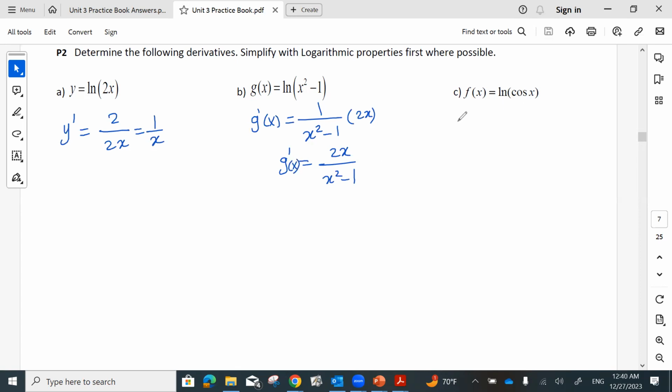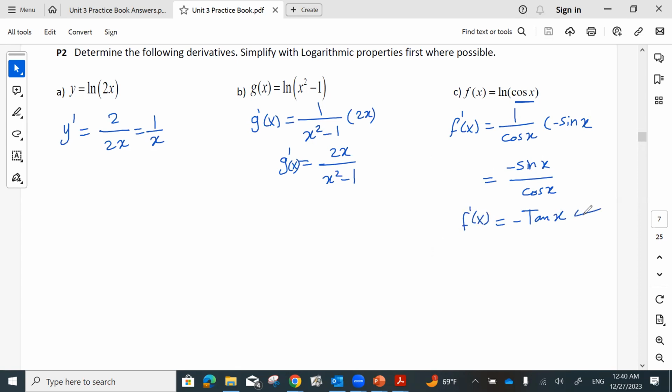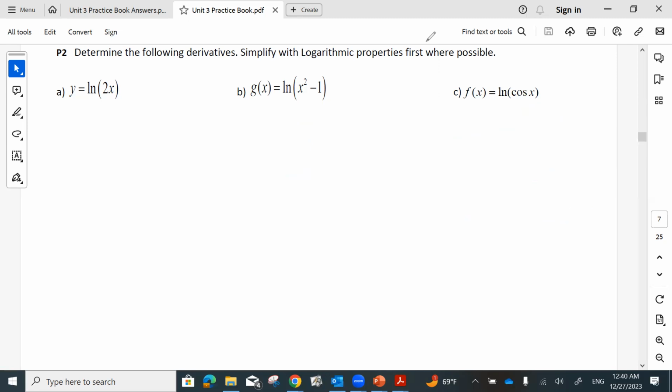Here, ln cosine x, f prime of x is equal to 1 over the function, 1 over cosine x, times the derivative of cosine, which is negative sine x. So, negative sine x over cosine x, which is negative tan x. Easy? Yes. Very easy and very simple. You can, of course, simplify the first derivative as much as you can. Some questions need to be simplified and some do not.